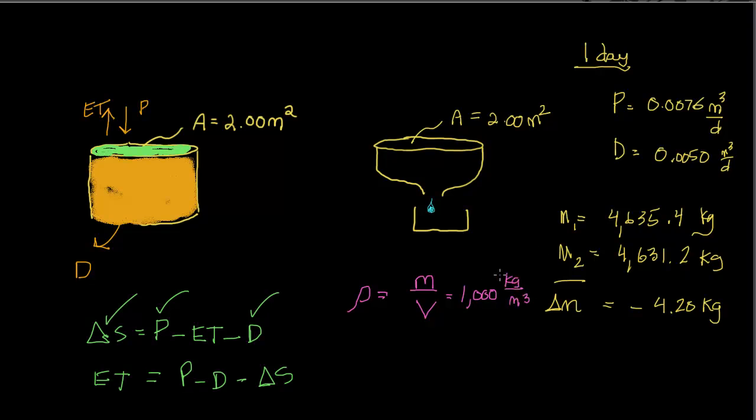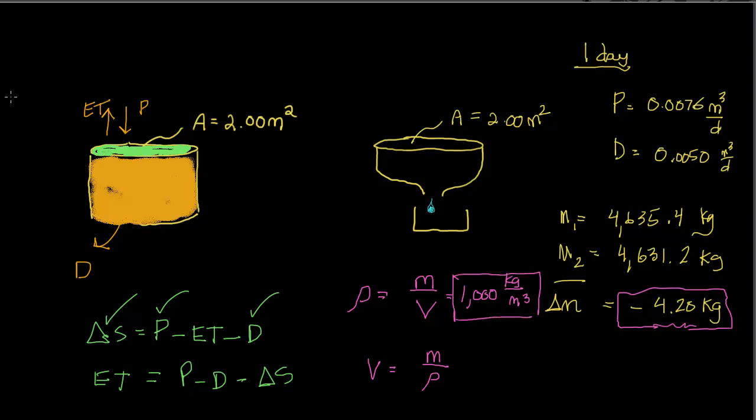So to use this equation, what we're going to simply do is rearrange it to solve for V. That's what I want to solve for. I want to know the volume of water equivalent to a mass of negative 4.20 kilograms. So I'm going to rearrange this to say that the volume is equal to the mass divided by the density. And here is my mass right over here, negative 4.20 kilograms. And here is my density, 1,000 kilograms per meter cubed.